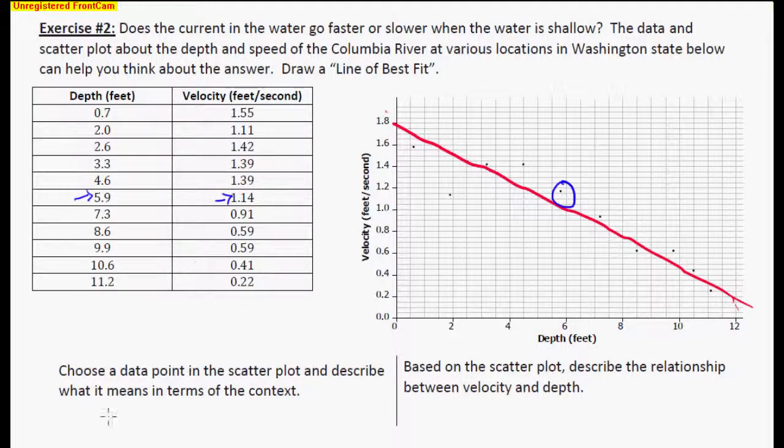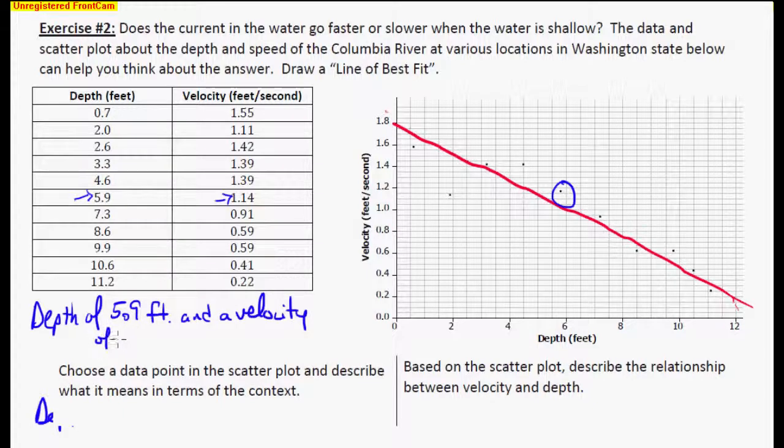okay? So that means that that point represents a depth, let's put it up here, a depth of, how deep is it? 5.9 feet. And a velocity of, how much is that? 1.14 feet per second. Okay, so that's what it's describing in the problem. All right.